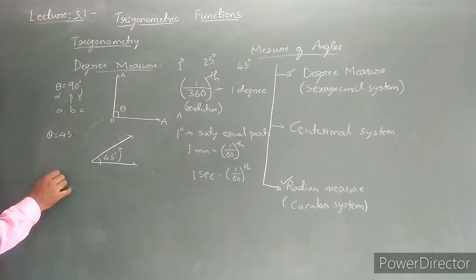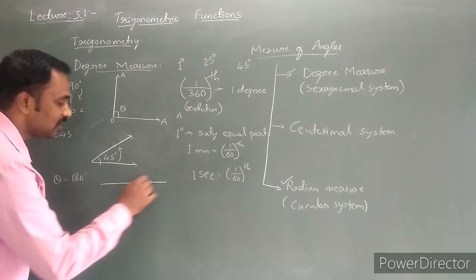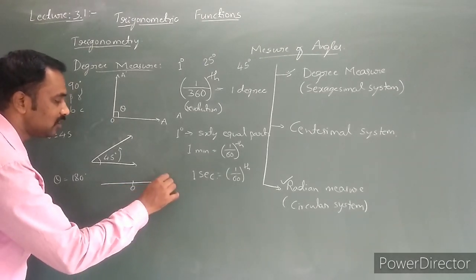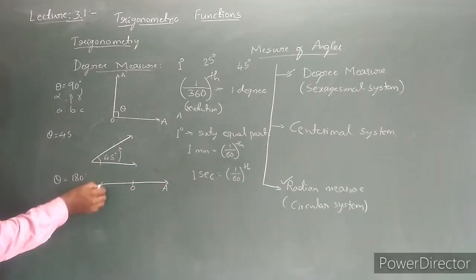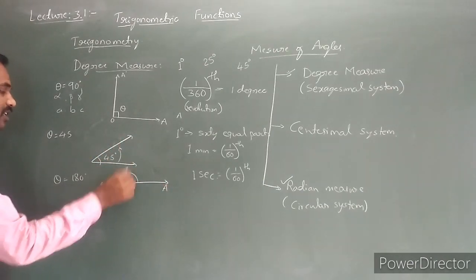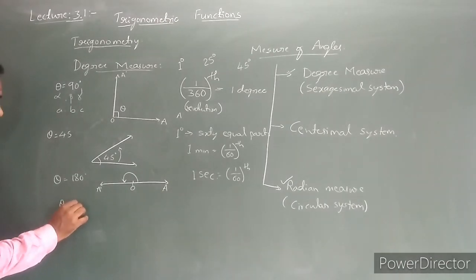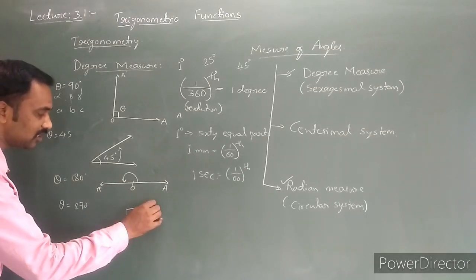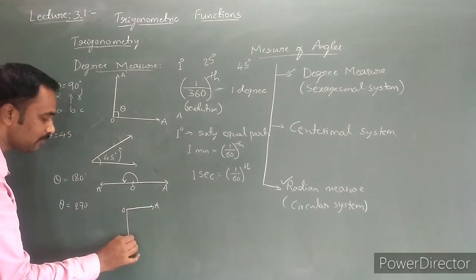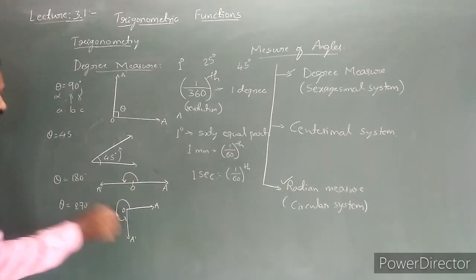Next, suppose theta is equal to 180 degrees. What is 180 degrees? This is the 180 degree angle. It is 90 degrees and again 90 degrees. The total complete line is 180 degrees. Like that, 270 degrees. What is 270 degrees? This is 270 degrees, OA and OA dash. This complete rotation is said to be 270 degrees.